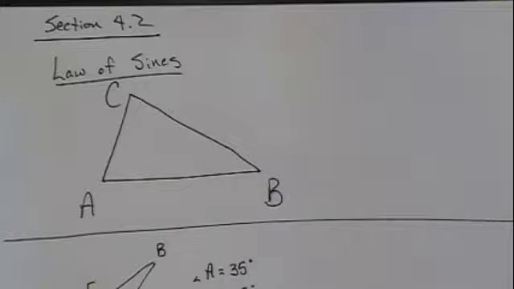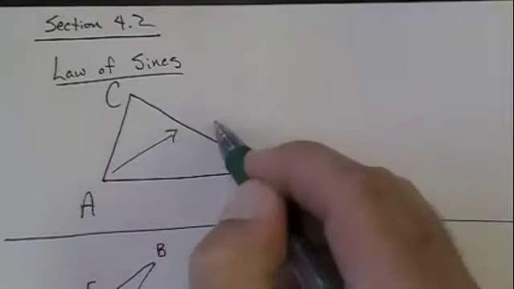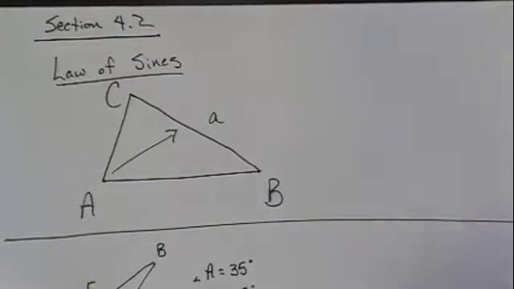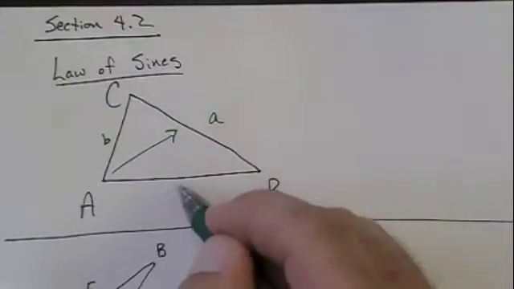So not all triangles are right triangles. There's good news. We've got something for that. Here we have the law of sines. Now, first thing to pay attention to, if we're talking about angle A is here, then opposite of angle A is what we're going to call side A. Opposite of angle B is side B. Opposite of angle C is side C.